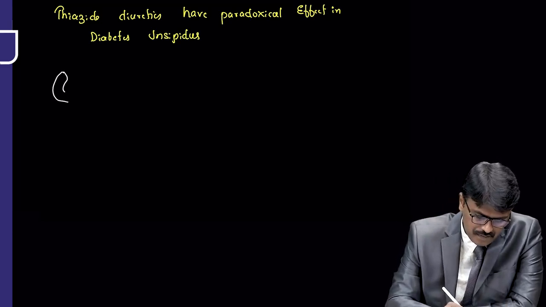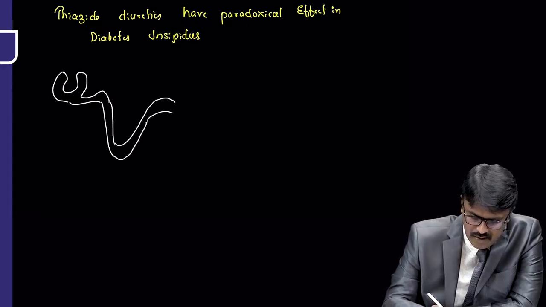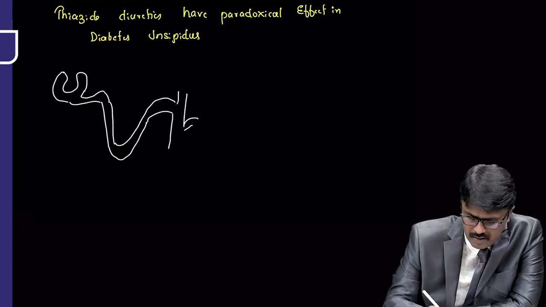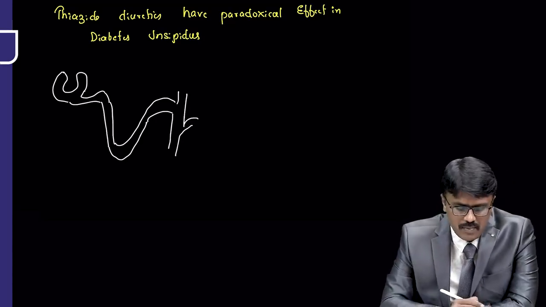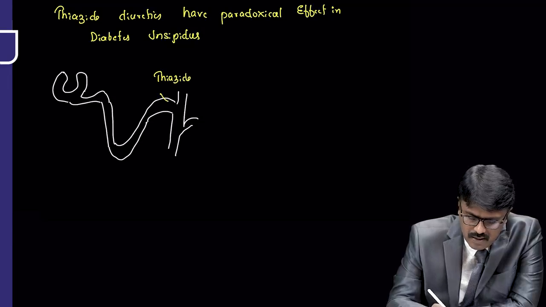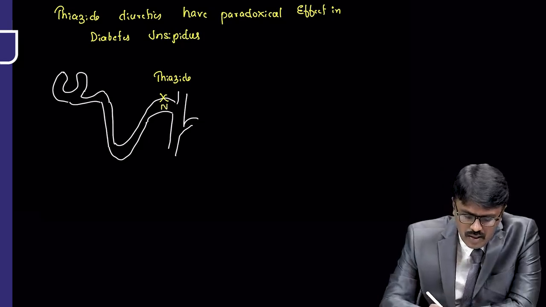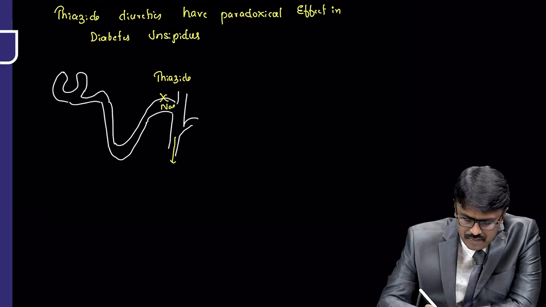This is the nephron. This is the loop of Henle, the DCT, and the collecting duct. Okay. Now, what happens when I use thiazide diuretic? Thiazide diuretics, what is the site of action? The site of action is in early part of DCT, so they don't allow sodium to get reabsorbed, and there is loss of sodium.